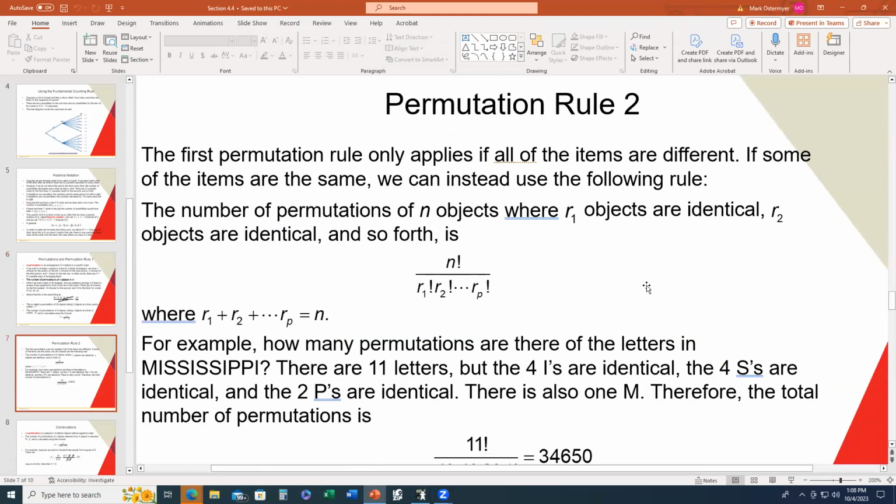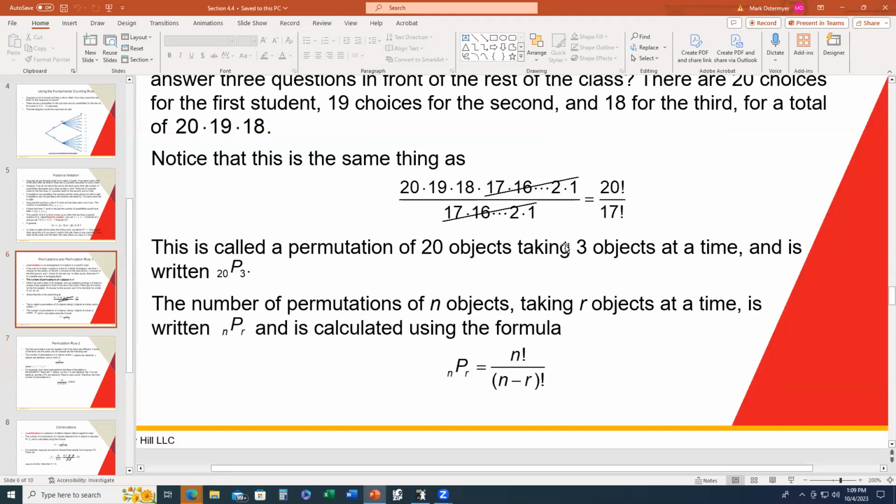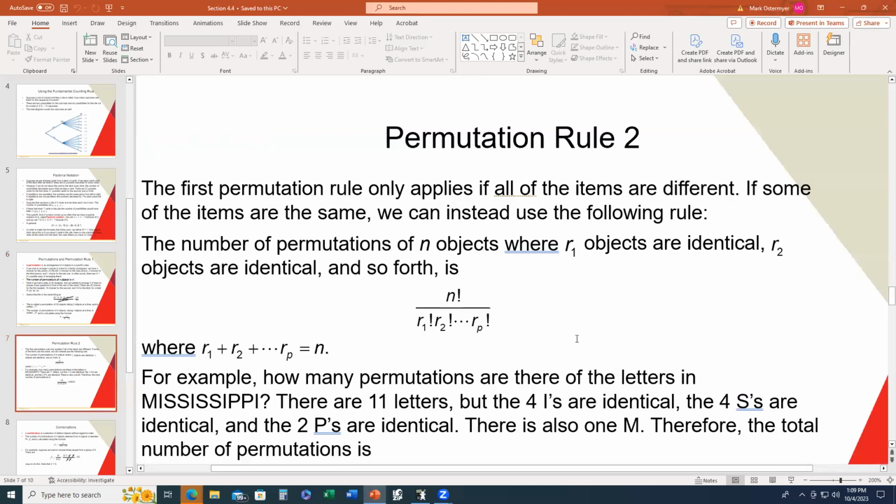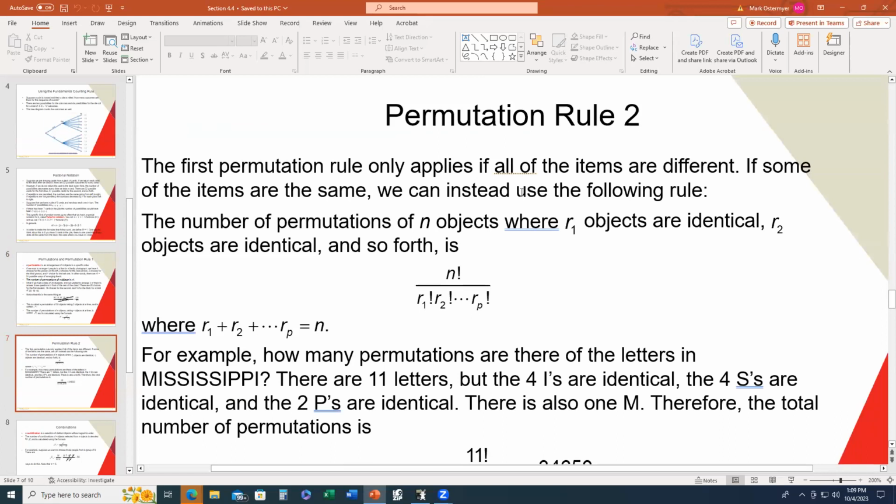All right, permutation rule number 2. The first permutation rule, the one we just saw, n permuted r ways, this formula here, is only valid if all the items are different. And in our example on the previous slide, all of the students were different. They're all unique. However, ladies and gentlemen, if some of the items are the same, we're going to have to use the second permutation rule.